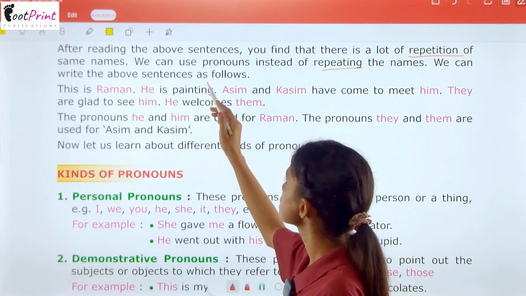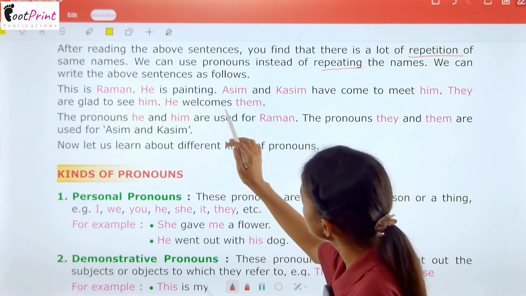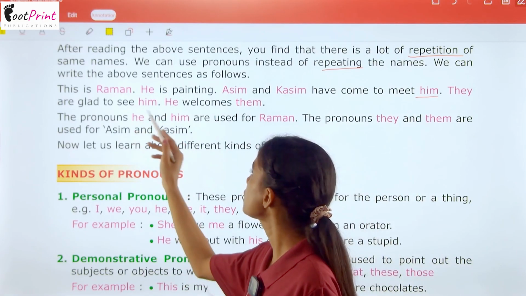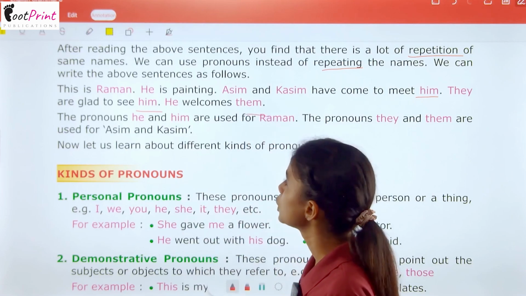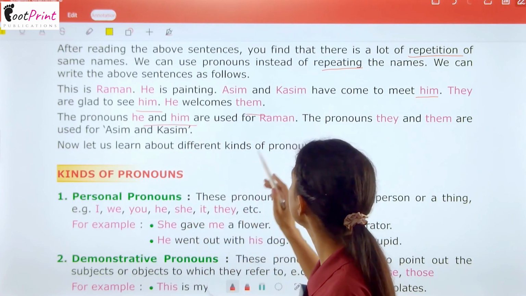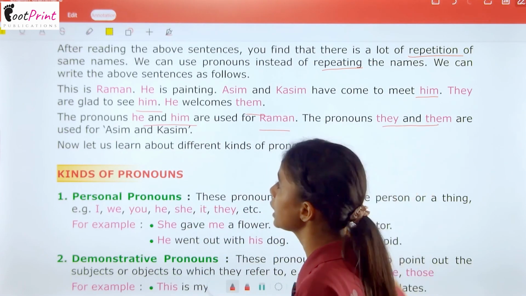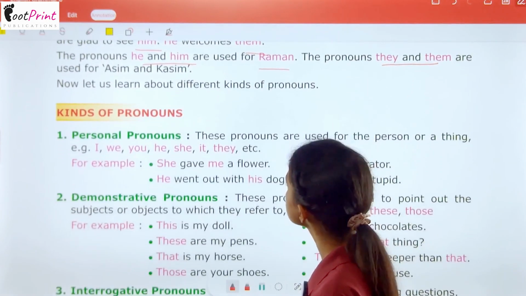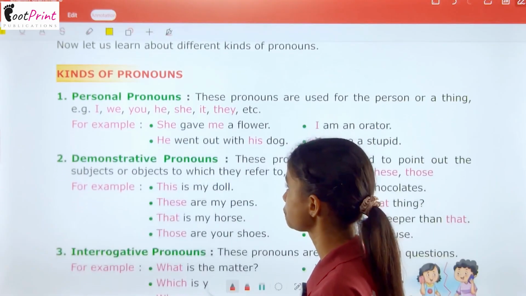We can write the above sentences as follows. This is Raman. He is painting. Asim and Kasim have come to meet him. They are glad to see him. He welcomed them. So the pronouns he and him are used for Raman, and the pronouns they and them are used for Asim and Kasim. Now let's learn about different kinds of pronouns.